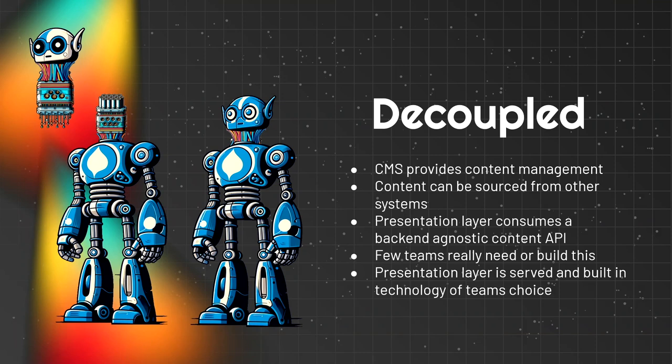As I was saying, few teams really need this or build this. Because there's so much effort that has to go into building that abstract decoupled API interface layer, unless you're a truly huge enterprise, it's overkill. The decoupled React front end for one site makes sense. Doing a fully abstract API for one site does not make sense.